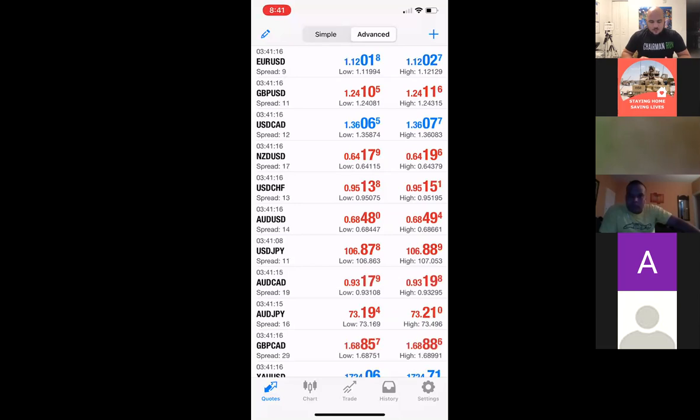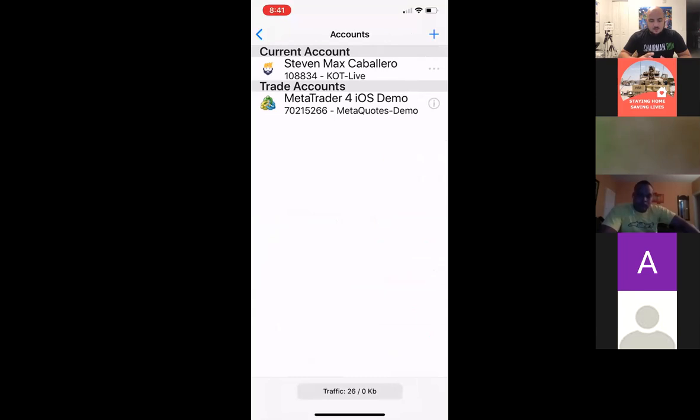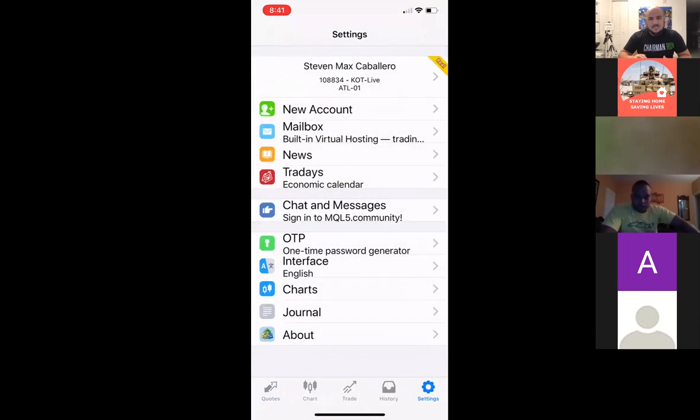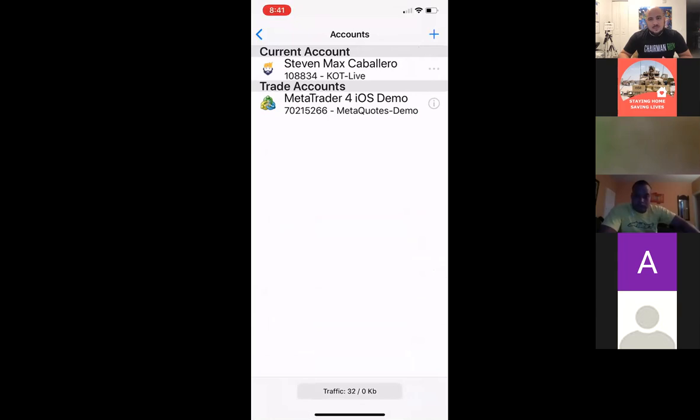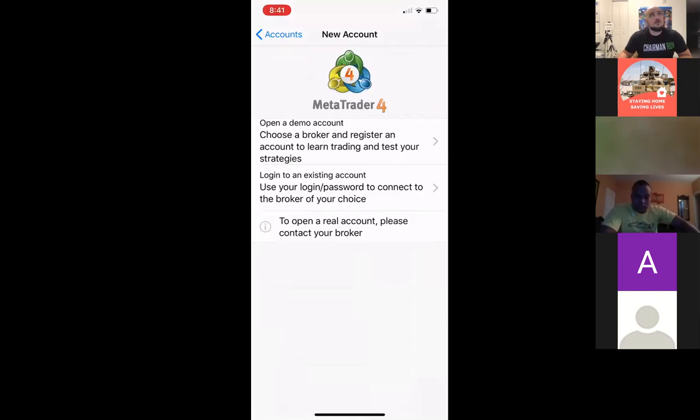So how do you do it? You see this little button at the bottom right-hand of your screen? It says settings. You're going to go there and click that. Then you see where it says, for you, it's going to say your demo account. You're going to click that. All right, so I'm going to go back. You went to settings. You see your name at the top, or for you it's going to say demo. Click that at the top. Boom. And then you see that little plus sign at the top. You're going to click that plus sign. Boom. Now you're going to be able to create a demo account.